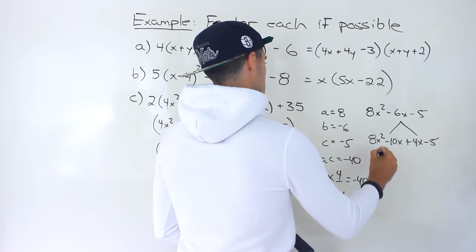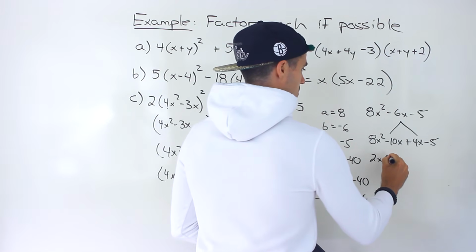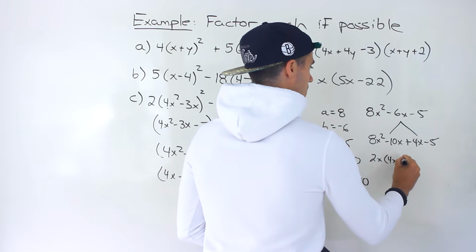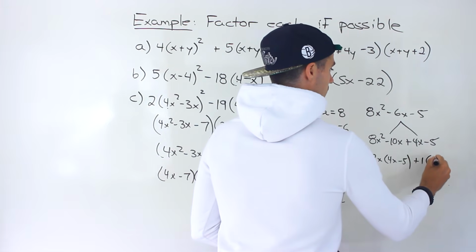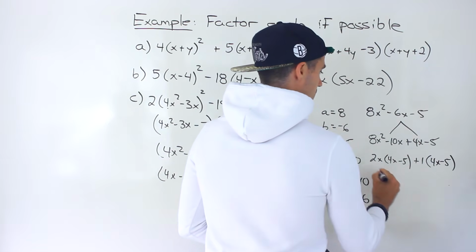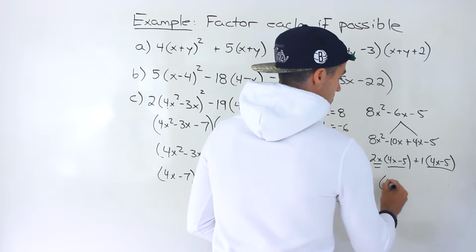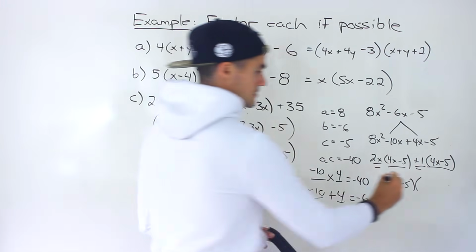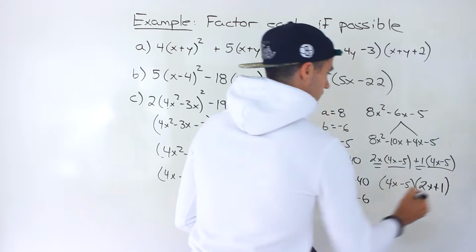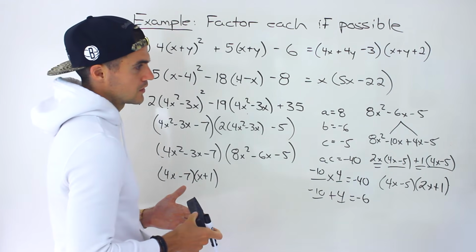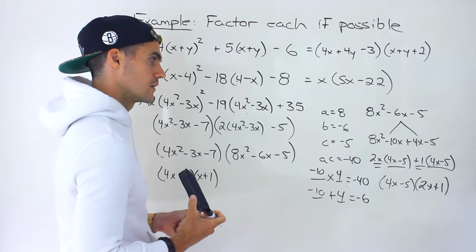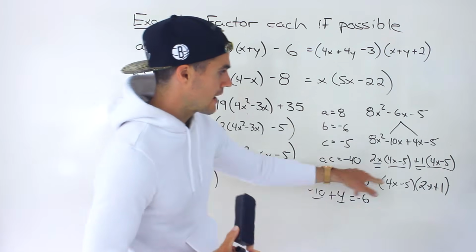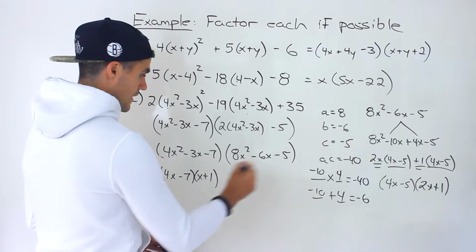Like that. Then from these two, we can take out a 2x, and we're left with 4x minus 5. From these two, we can just take out a 1, and we're left with 4x minus 5. So we take out the 4x minus 5, and then we're left with 2x plus 1. Give me a sec here. Yes. Okay, so this bracket factors into those two.